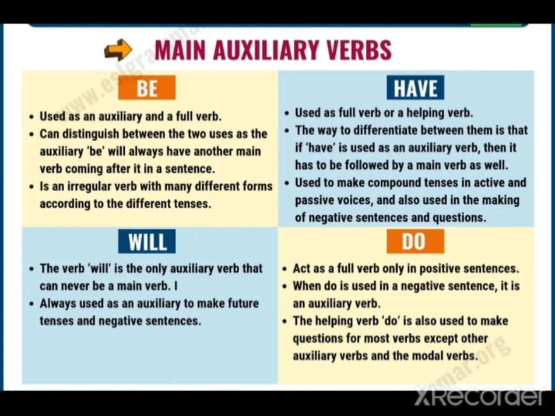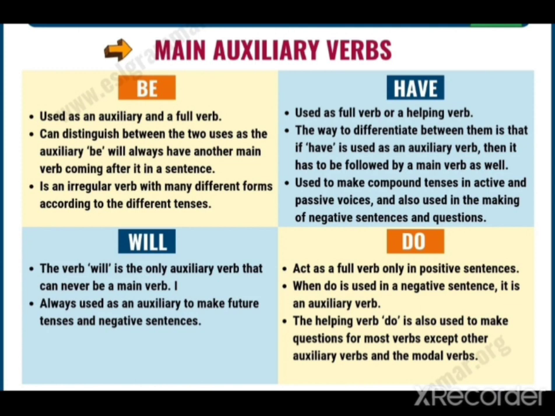Let us see the main auxiliary verbs. There are 4 main auxiliary verbs: be, have, will, and do. The first form is be. It is used as an auxiliary and a full verb. We can distinguish between the two uses. Be will always have another main verb coming after it in a sentence. And the second thing is, it is an irregular verb with many different forms. We will see what the forms of be are.